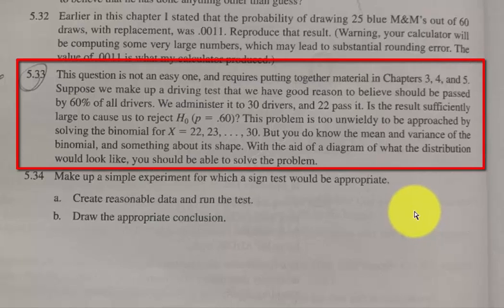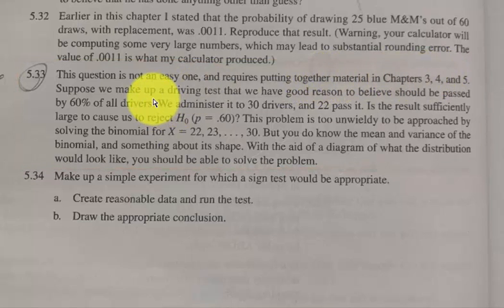Question 5.33. This question is not an easy one and requires putting together material from several chapters. Suppose we take a driving test and we have a good reason to believe that 60% of the drivers should pass. That is, the probability of the event happening is 60%.